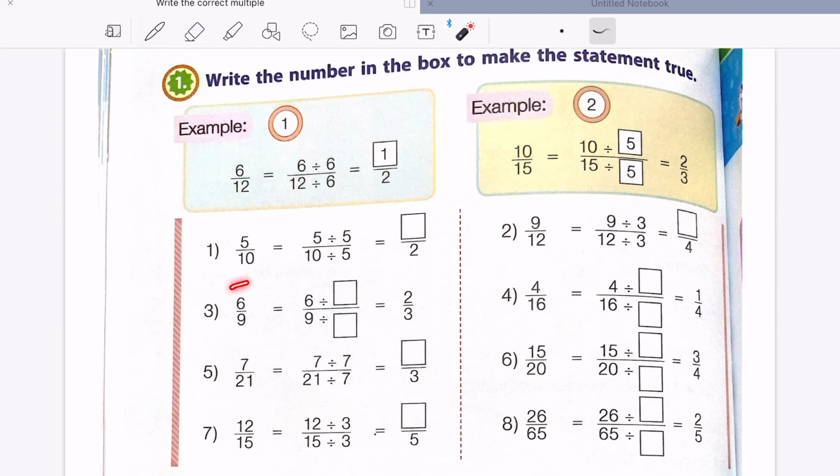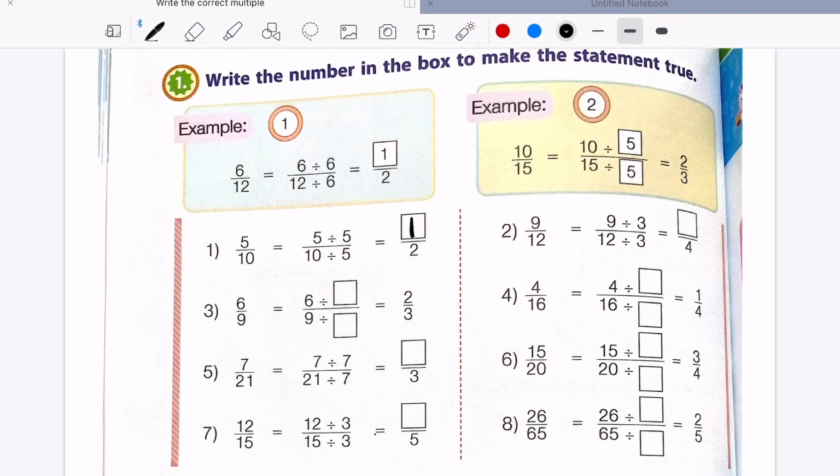So, 5/10. What do we have to do to get to this number 2 as the denominator? So we can see 10 divided by 5 is 2. And we can do 5 divided by 5 is equal to 1. Very good, right? So we have to divide by 5. Whatever we do to the top, we have to do to the bottom. Whatever we do to the bottom, we have to do to the top. It's the same.